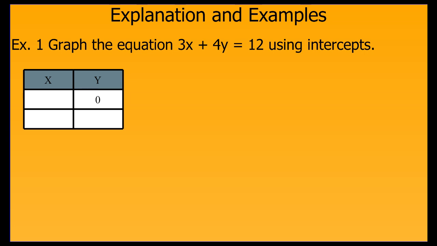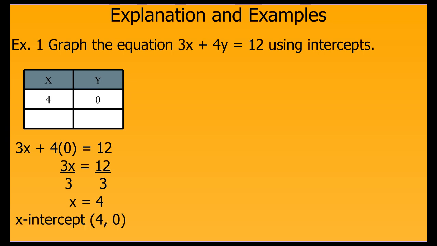Remember, for a point to be an x-intercept, the y-coordinate has to be 0, so we're going to fill in 0 for y. Notice how we're making a table of values, but this time we're substituting in 0 for y in the equation and solving for x. When we solve it, we get x equals 4. That means we really have an ordered pair of (4, 0), and that point is our x-intercept, the place where the graph is going to cross the x-axis.